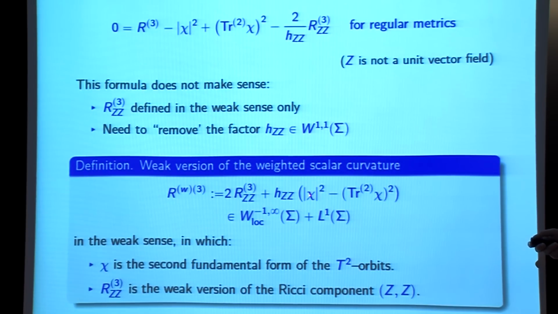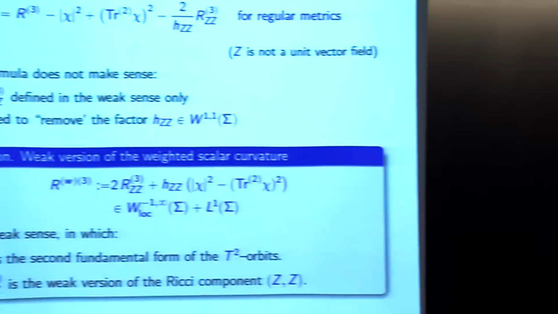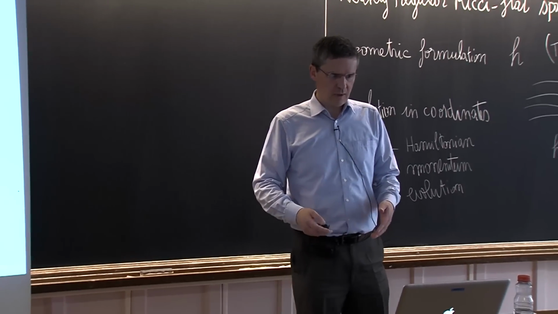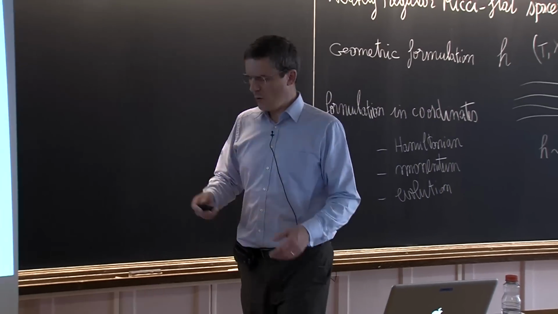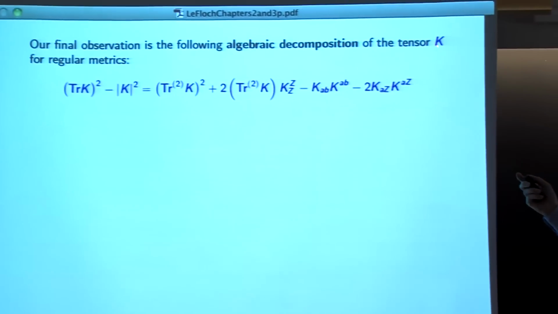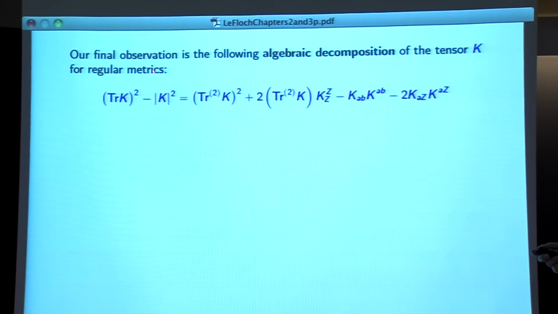And therefore, when you compute the norm, square, and the trace to the square, you get something which is in L1. Okay. So this is what we will take as a definition. And it's obvious that when everything is smooth, we have just defined a weighted quantity, a weighted scalar curvature by doing this. Now, we need more observations because we need the norm of k, right, to write the Hamiltonian constraint.